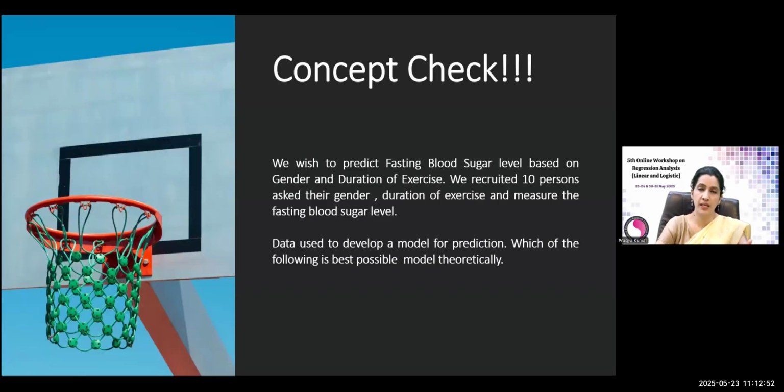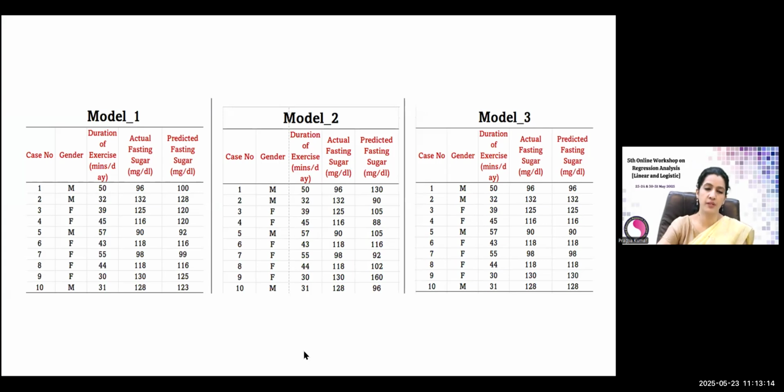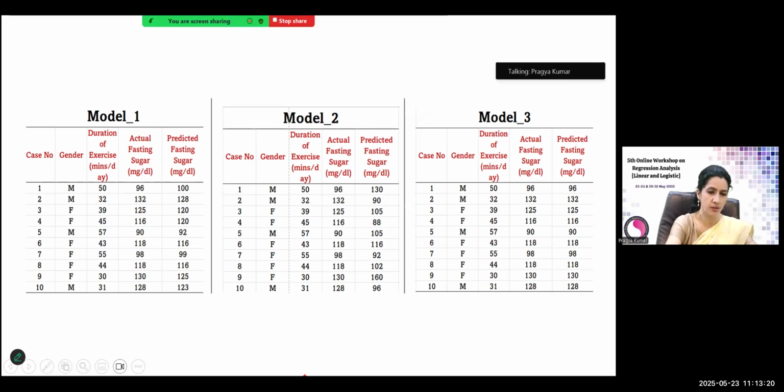So again, there's one question. If I wish to predict fasting blood sugar based on gender and duration of exercise, we recruited 10 persons, asked their gender and the duration of exercise, and measured the fasting blood sugar. And this data we have used to develop the model of prediction. So which of the following is the best predictive model theoretically? There are three models you can see, model 1, model 2, and model 3. Right now, please focus on model 1.